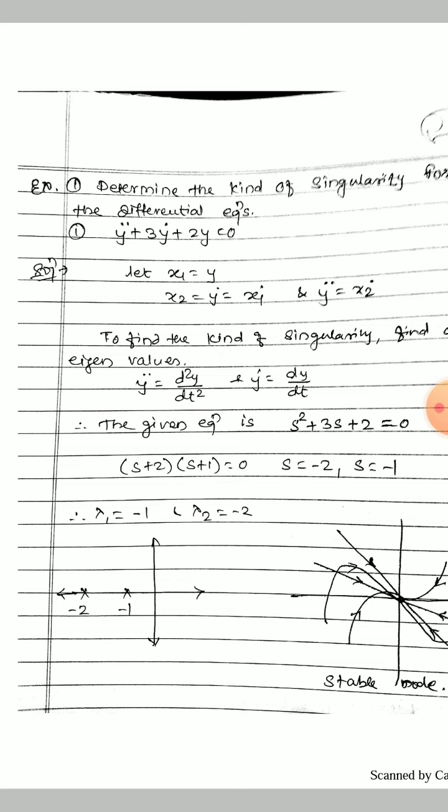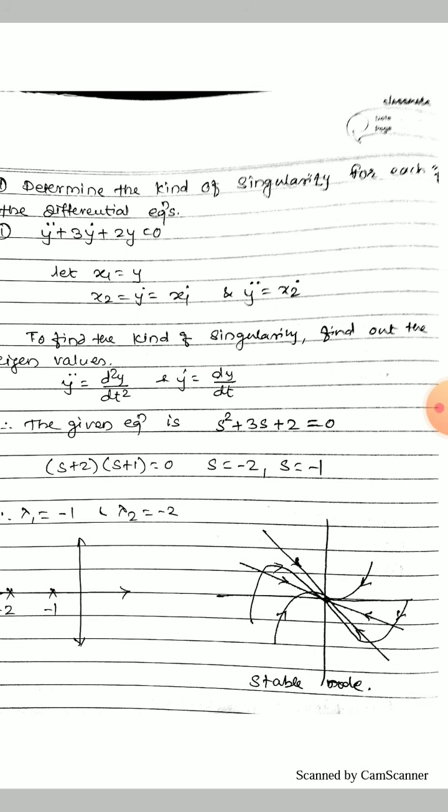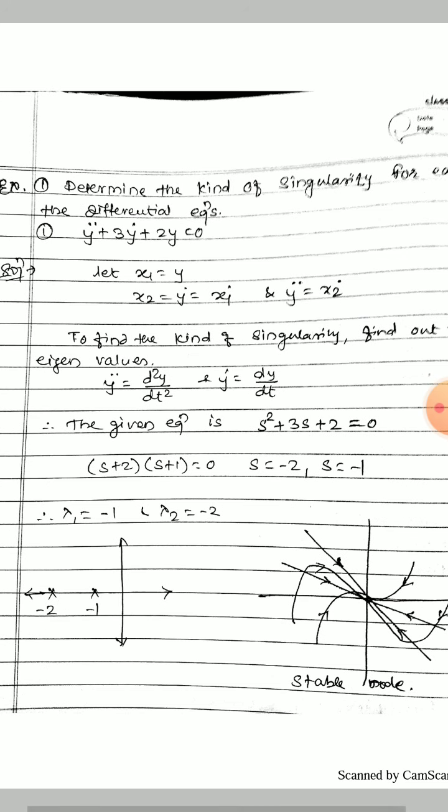Now to find the kind of singularity, find the eigenvalues. From the given equation, y double dot means d2y by dt square and y dot means dy by dt. So the given equation can be represented as s square plus 3s plus 2 equal to 0 in the s domain. It has the factors (s plus 2)(s plus 1) equal to 0. From this, s equals minus 2 or s equals minus 1. That means the eigenvalues for the given system are lambda 1 equal to minus 1 and lambda 2 equal to minus 2.